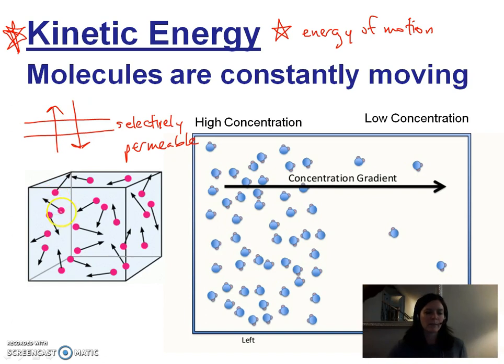You can see here in this picture, here's a molecule. It's going to bounce that way. It's going to hit the wall of the box and bounce this way. It's going to bounce into another molecule and ricochet the other way. So there's constant moving happening with all these molecules in our body.